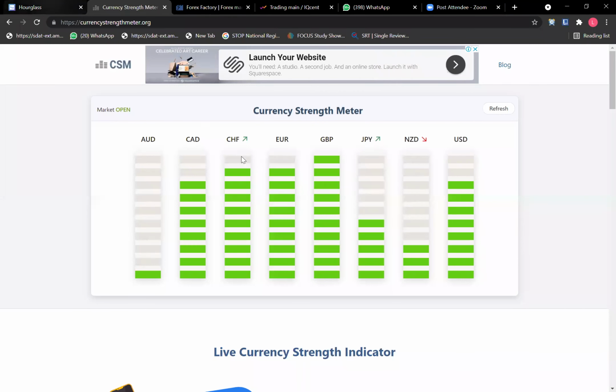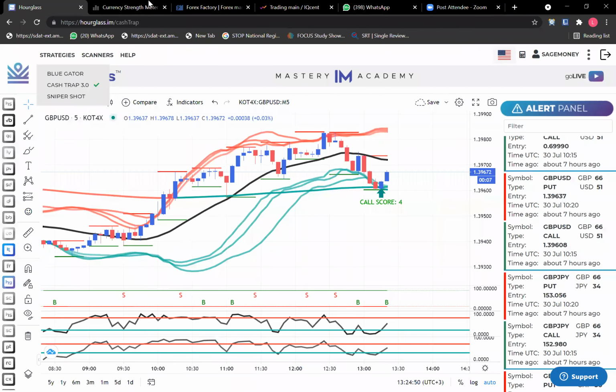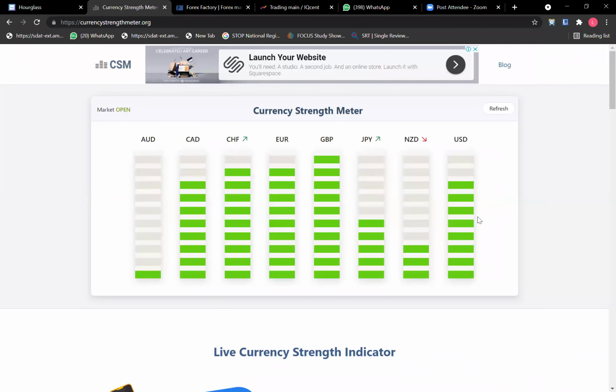Let us count the points for this. This is GBP USD, so we're going to use GBP USD. Looking at GBP USD from what I told you guys earlier, is the market going to buy or is the market going to sell?